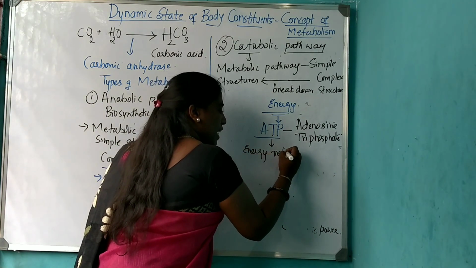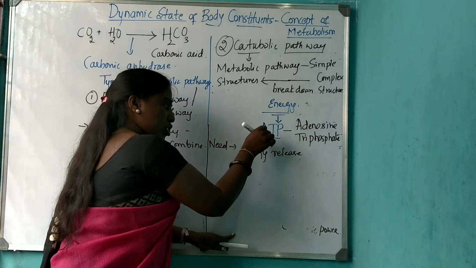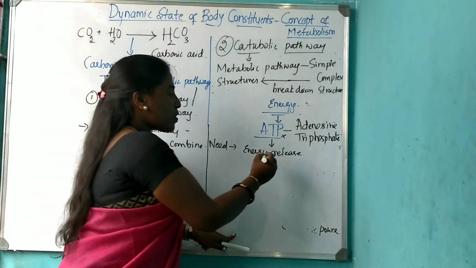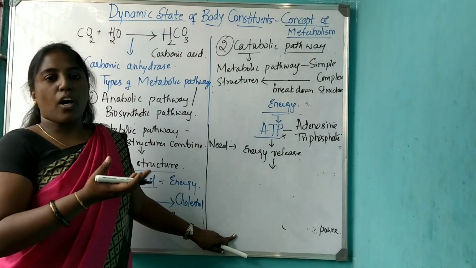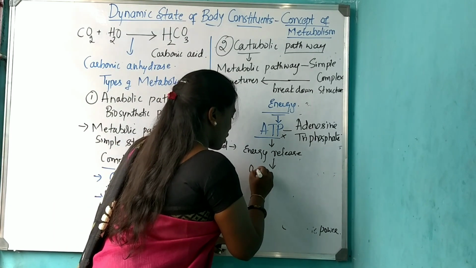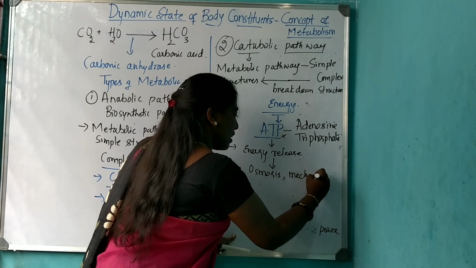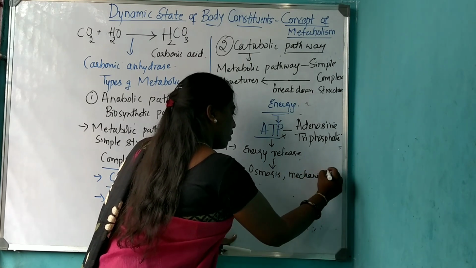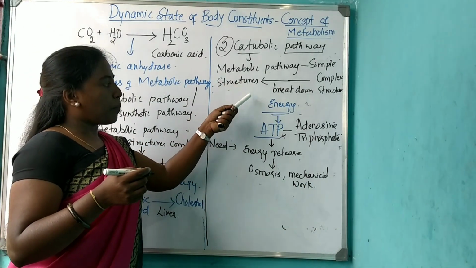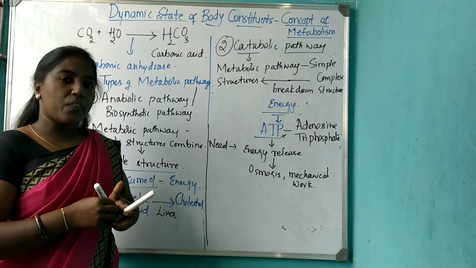So when there is a need, what happens? The ATP breaks down and releases the energy, which is utilized for performing osmotic work or mechanical work. This is how the energy released during the catabolic pathway is used for the different types of functions or work.